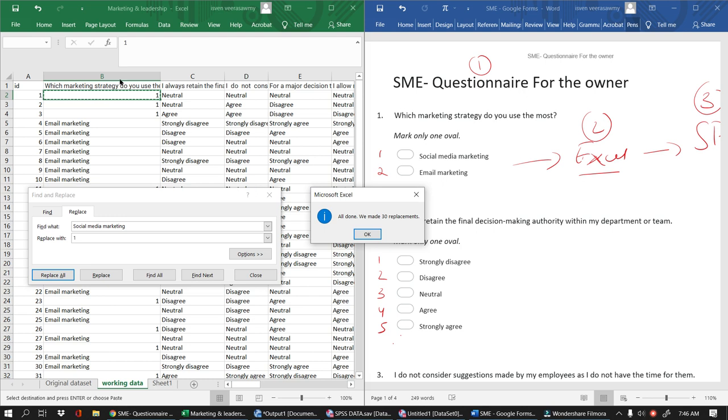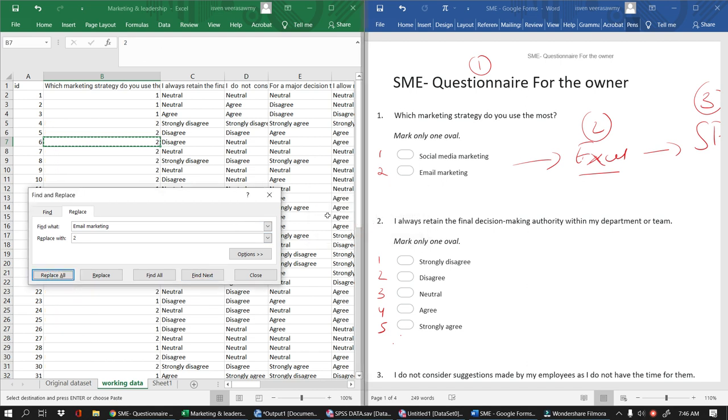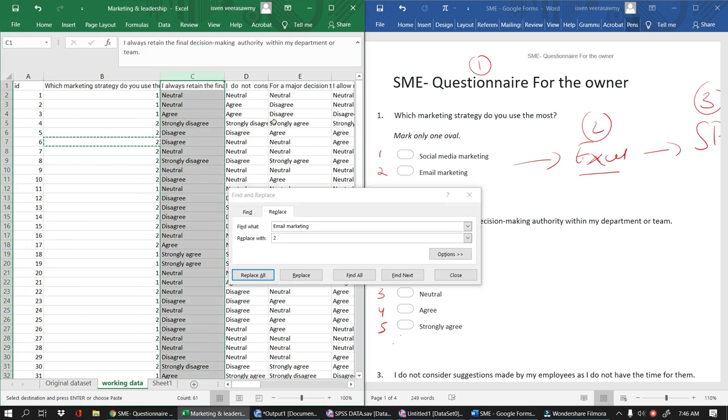So you see that in this column for strategy, I had 30 respondents that used social media marketing as their most used marketing strategy. So you have to do it for the second category, which is email marketing, which we coded as, we have assigned the number 2, replace all. So we need to do it for the whole questionnaire, especially only for categorical variables, only where you have categories in your variable or in your question.